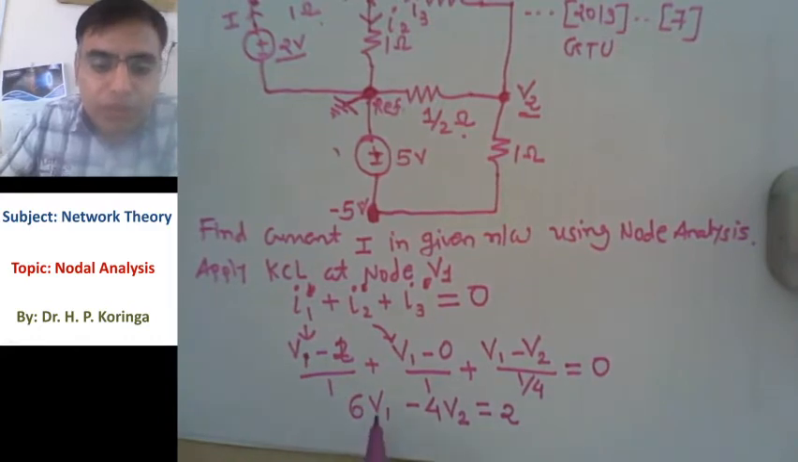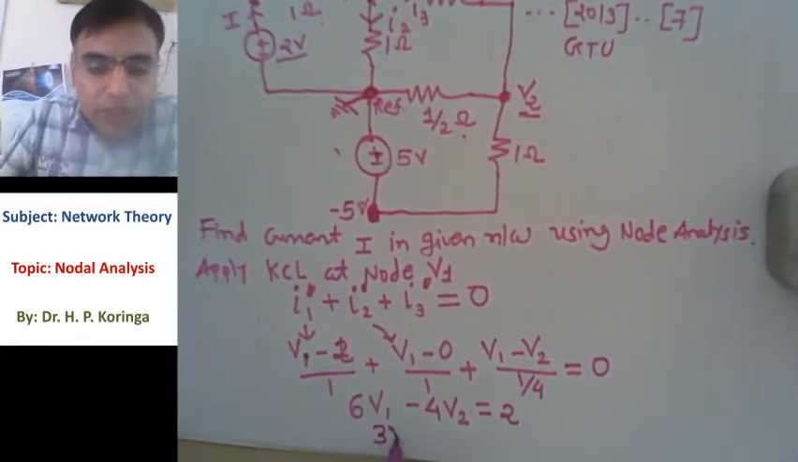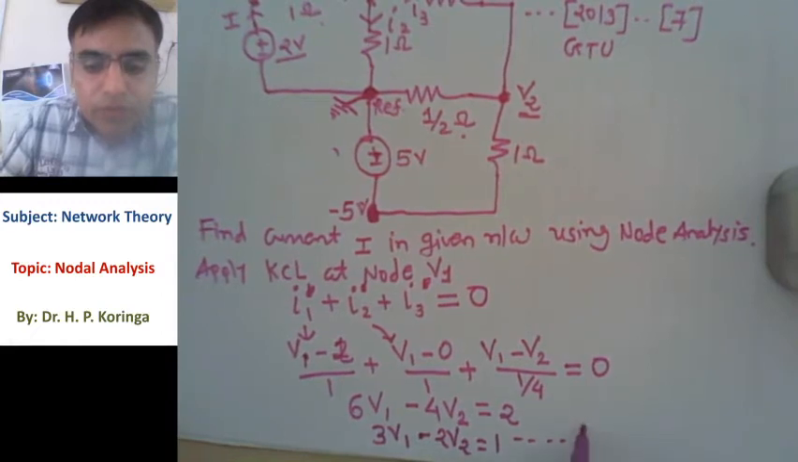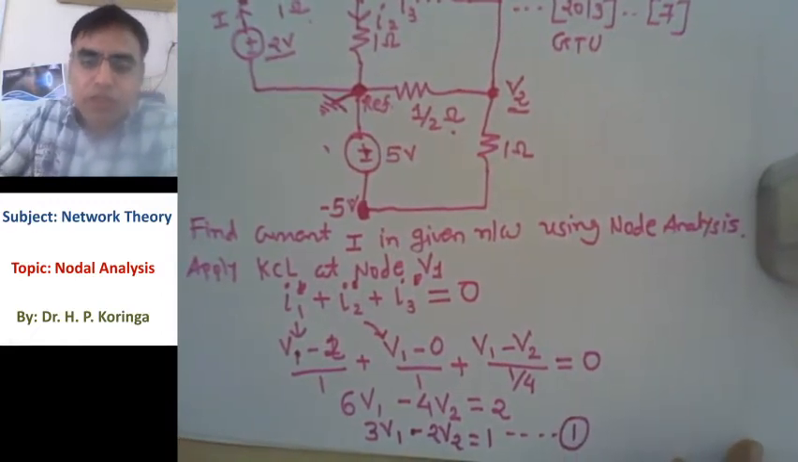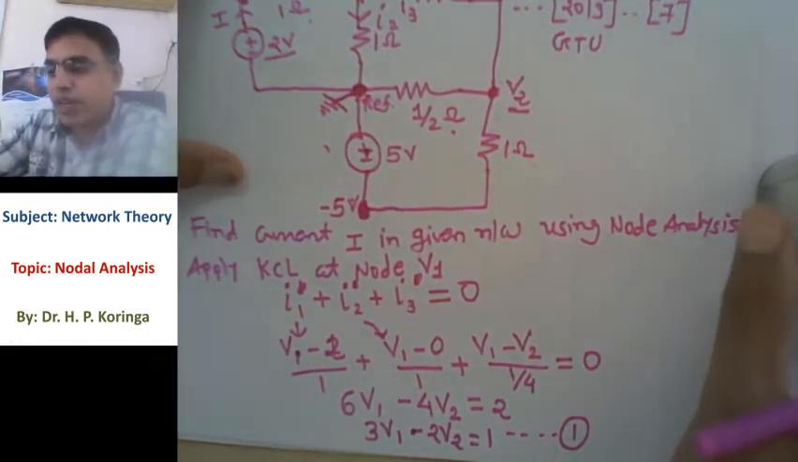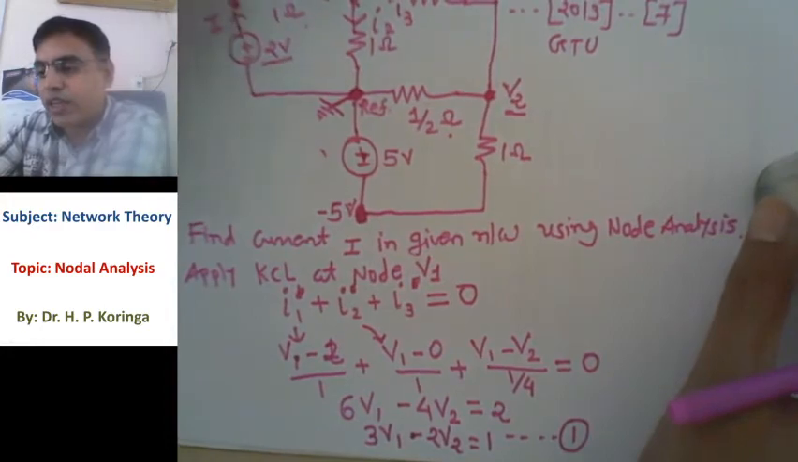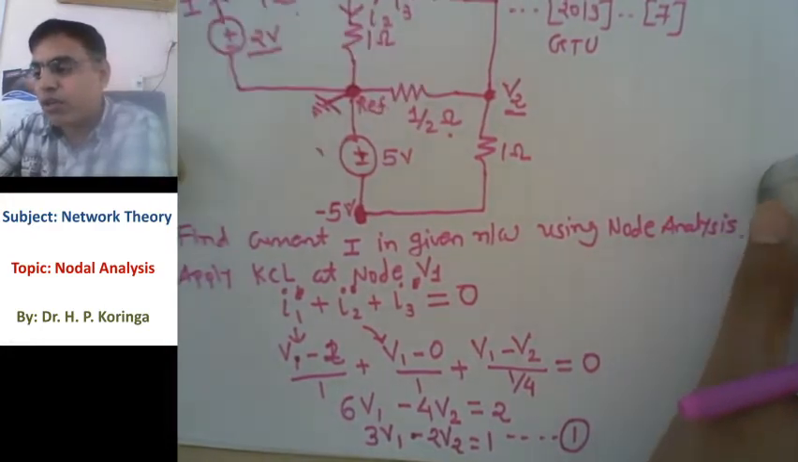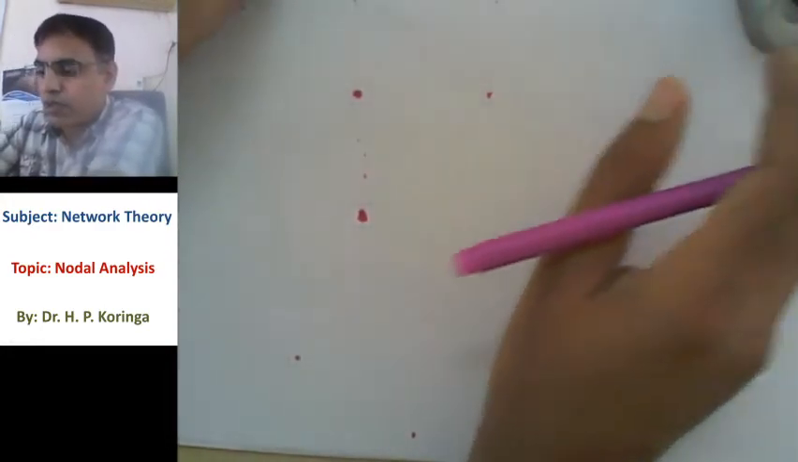We can simplify it more. Let's take 2 common. So it is 3V1 minus 2V2 is equal to 1. So our equation 1 is 3V1 minus 2V2 is equal to 1. Let us apply KCL at node V2.